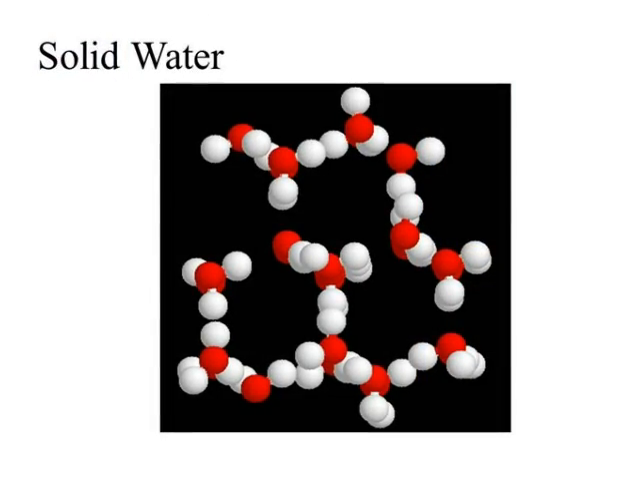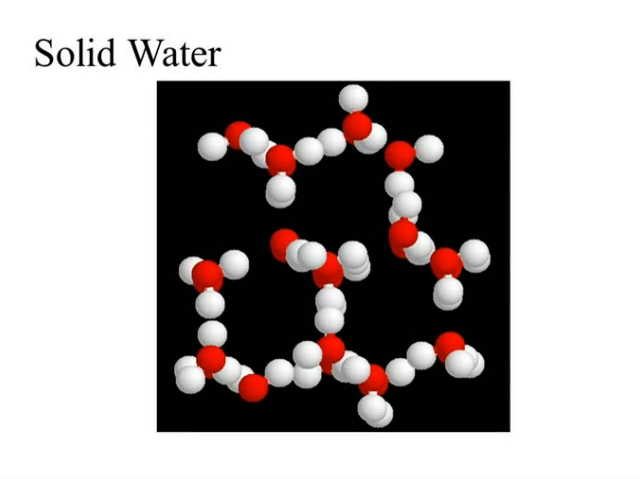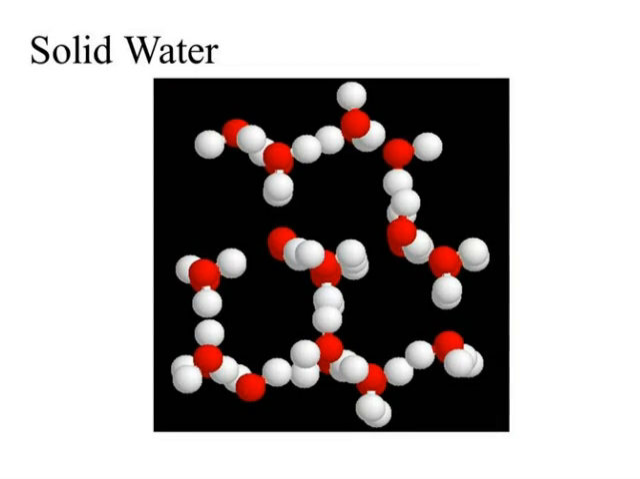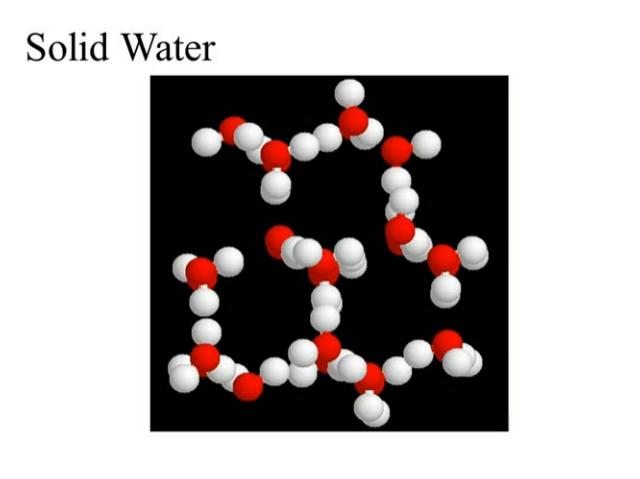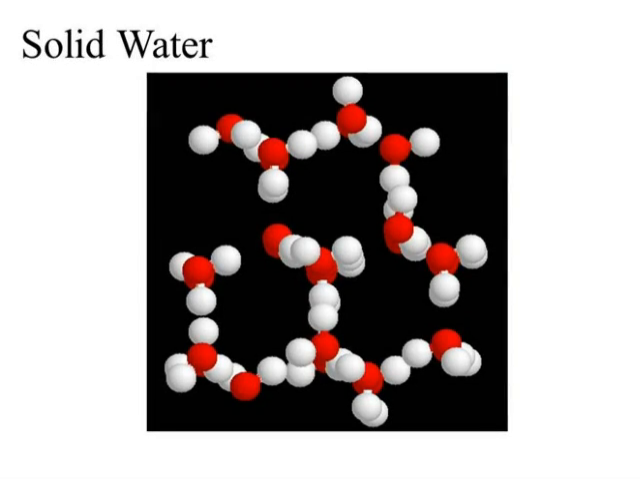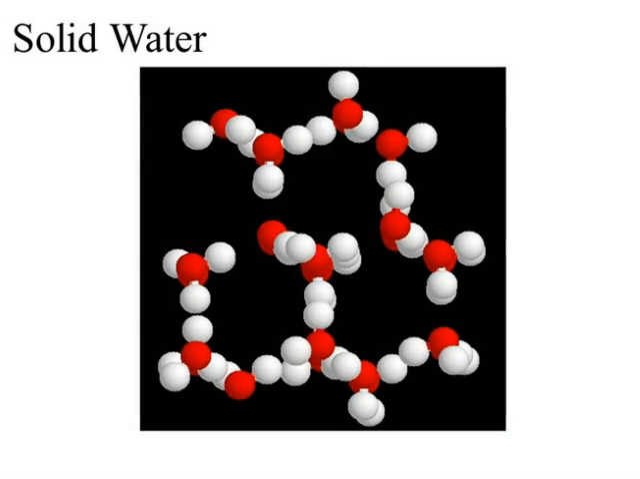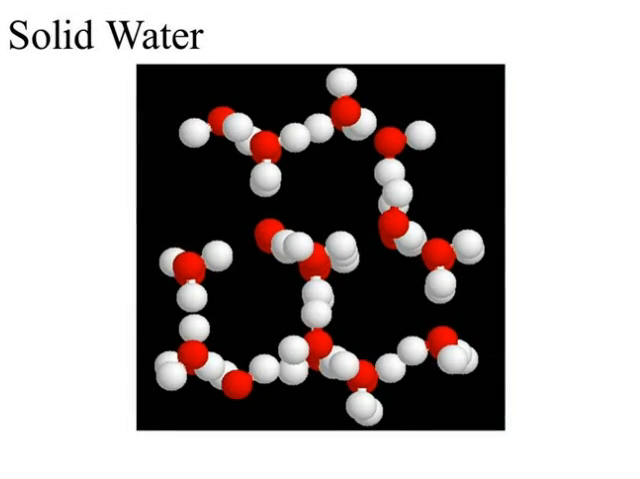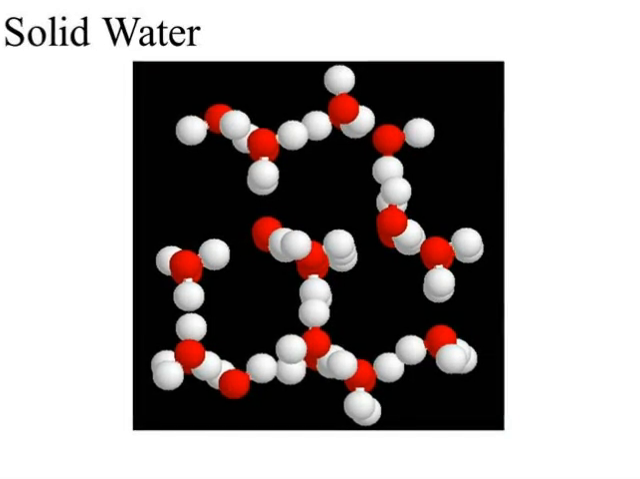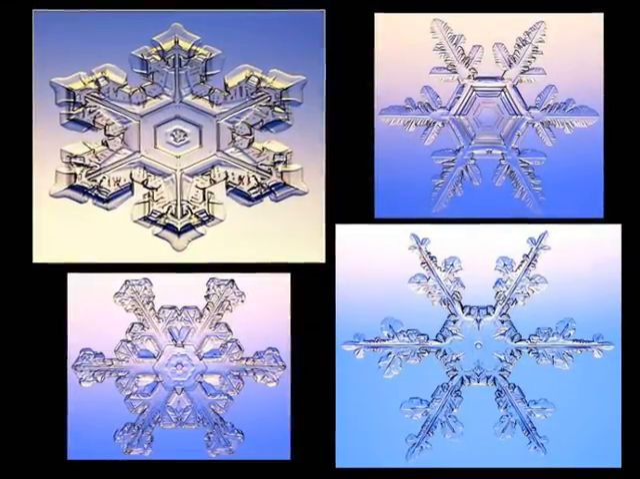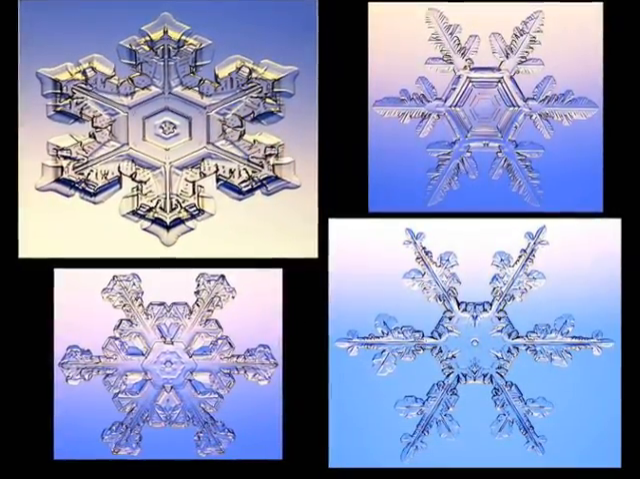Solid water is an arrangement of a hexagonal structure based on the water molecule with its approximate 105 degree bond angle that stays constant as the water molecules attach to each other with strong hydrogen bonds. This forms our 6-sided snowflakes.